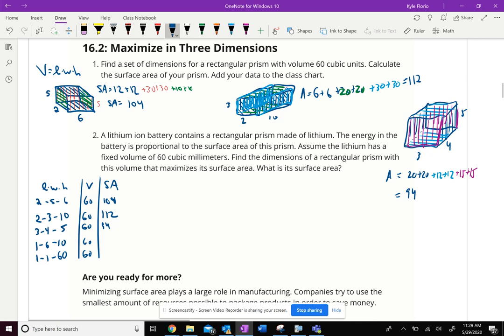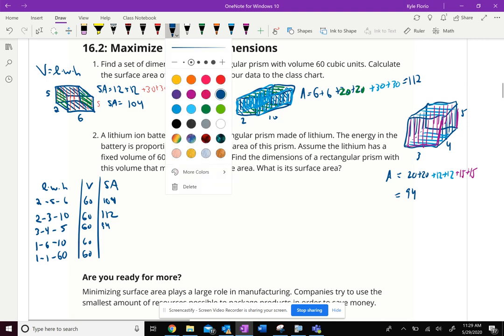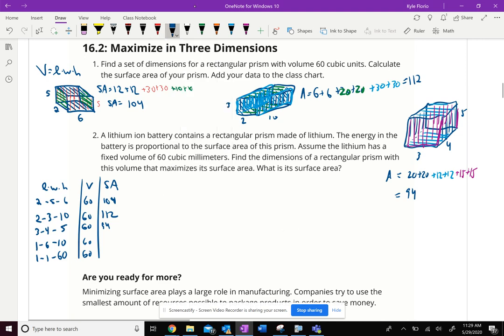And what are these ones going to look like? These ones are kind of interesting shapes. Let's do the 1 by 6 by 10. So we have 1 by 6. And then we'll make this 10. So that thing still has a volume of 60. 1 times 6 times 10. What's the surface area of that?